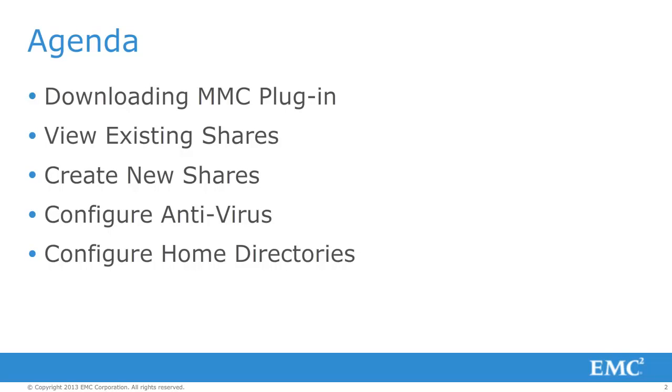Here's the agenda for the video. I'll start by showing the location from which you can download the MMC plugin. We will then see how to view the existing shares on a CIFS server. We will also create a new share in the CIFS server through the Management Console. After that, we will see how antivirus and home directory features can be managed on the share using the plugin.